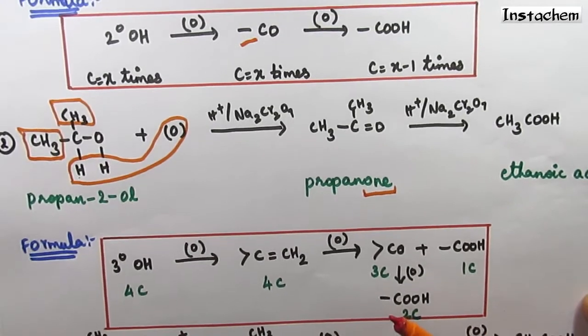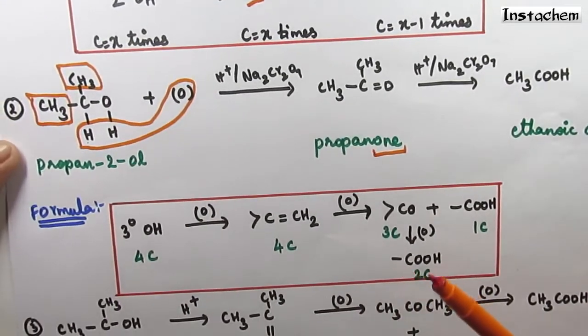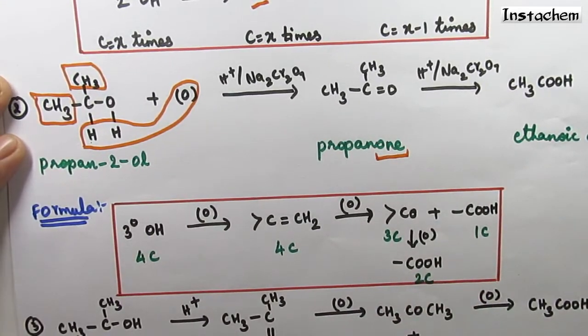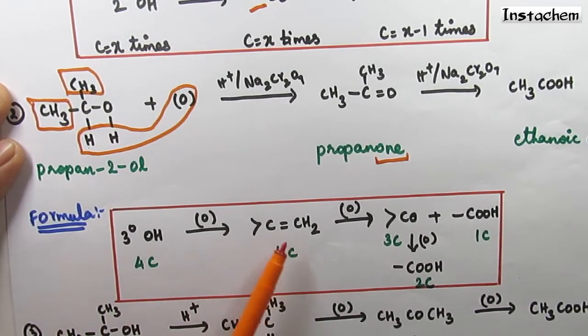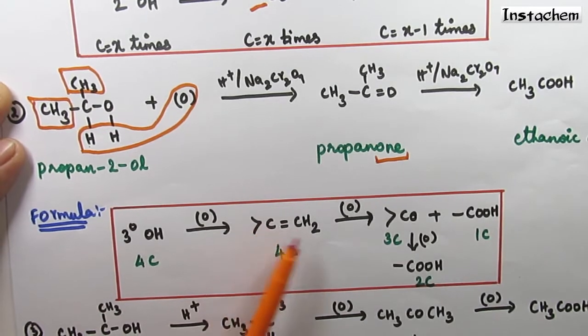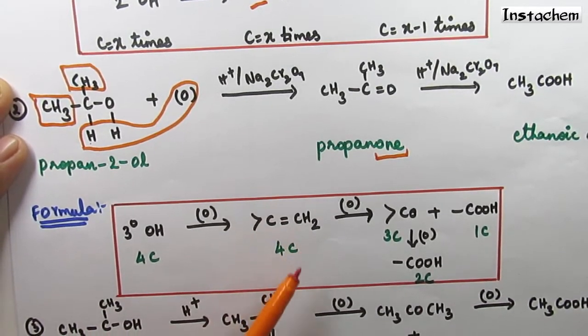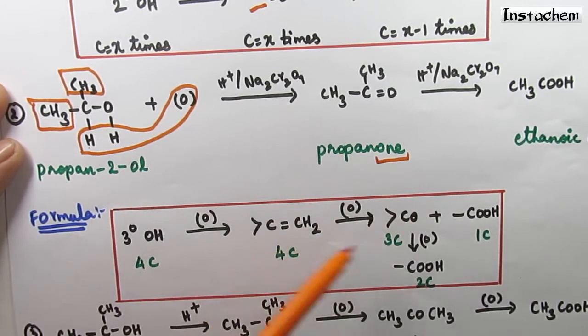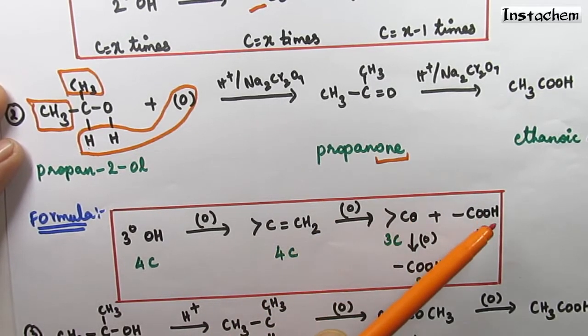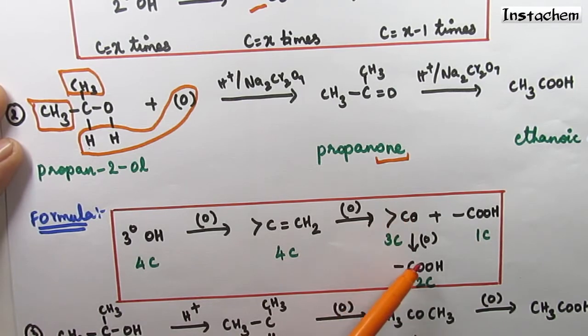Let us move to tertiary alcohol. See the formula, memorize the formula. Tertiary alcohol undergoes oxidation, which gives olefin, or double bond compounds, carbon-carbon double bond compounds. We will call it alkene. On further oxidation, this alkene becomes ketone and acid. That ketone again undergoes oxidation to give acid.